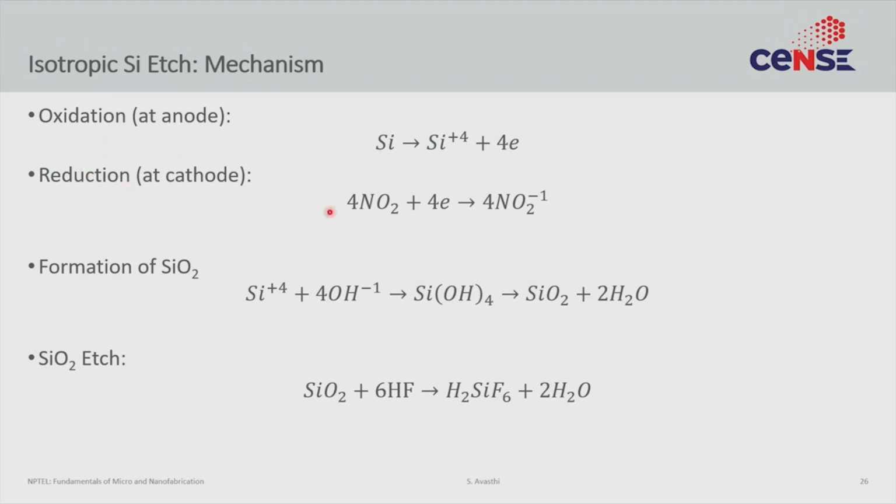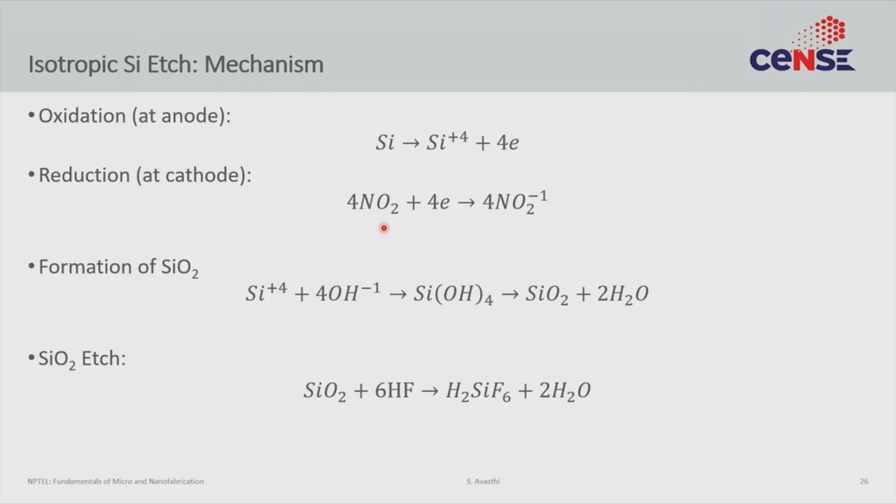And at the cathode you suffer reduction, where 4 NO2 molecules react with the electron to form 4 NO2 minus ions. Now, some of you may ask the question, where is this NO2 coming from? We started with HNO3, not NO2. So, why are we talking about NO2 all of a sudden? The short answer is the NO2 comes from HNO3.